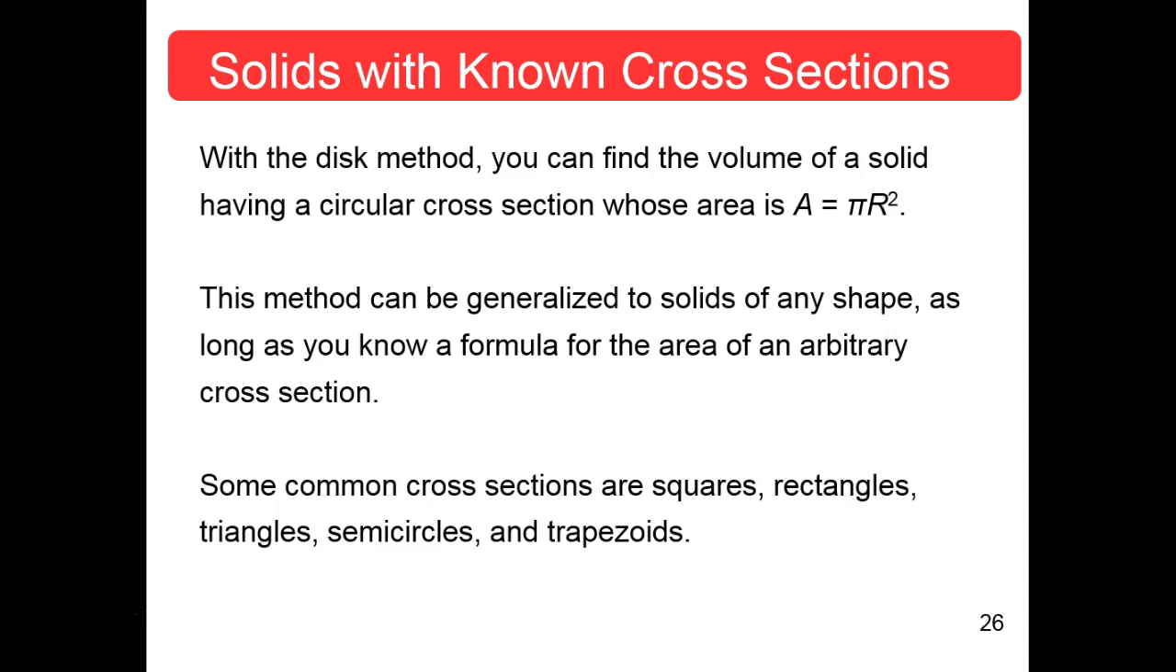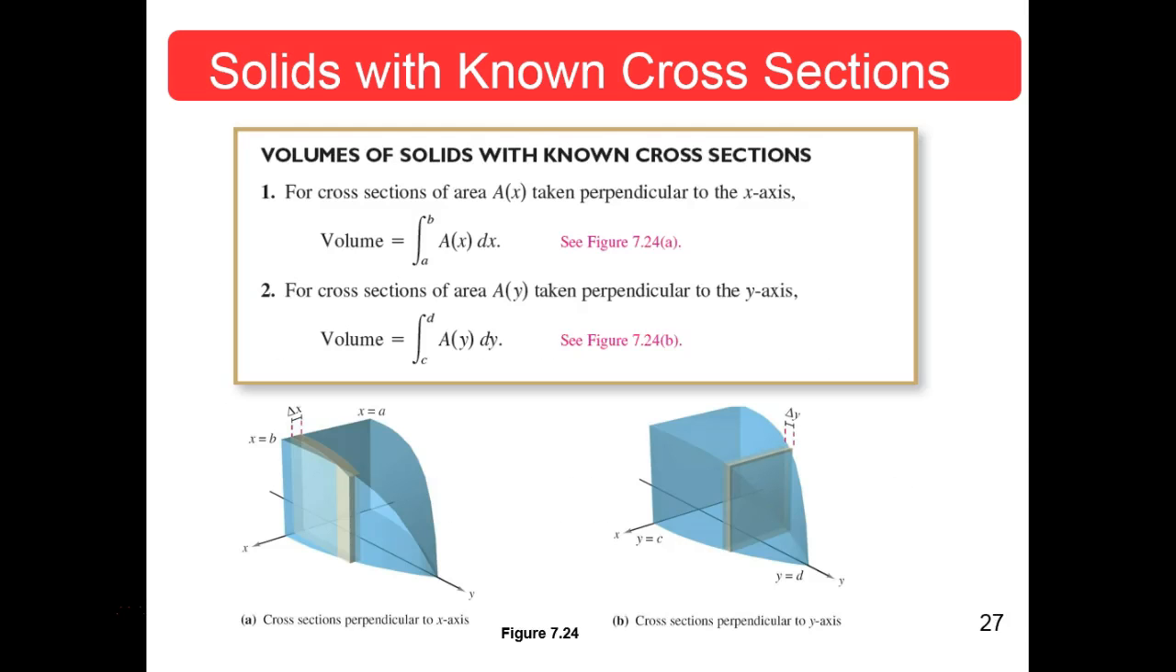So this method can be generalized to solids of any shape as long as you know a formula for the area of any arbitrary cross-section. Some common cross-sections are squares. We know that area. Rectangles, yeah, that's pretty easy too. Triangles, yes. Semicircles, yes. So, I don't know why they're going on about this so much. So here are some of the volumes of solids with known cross-sections.